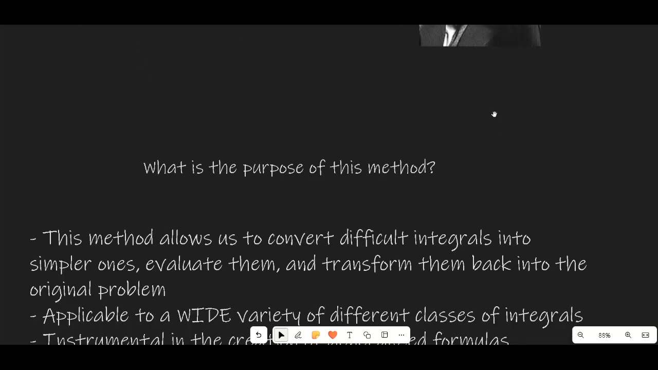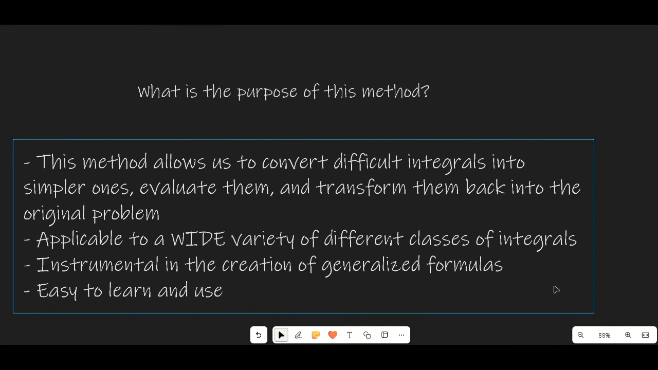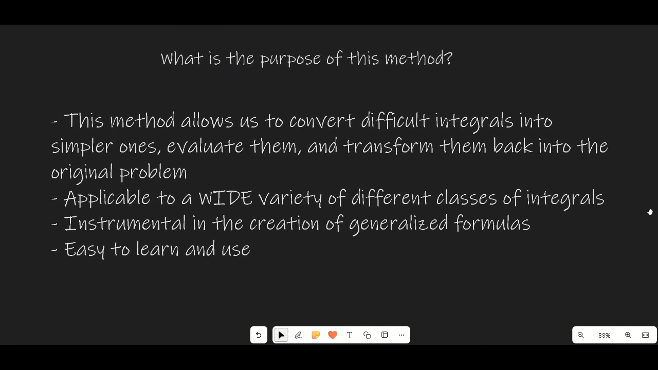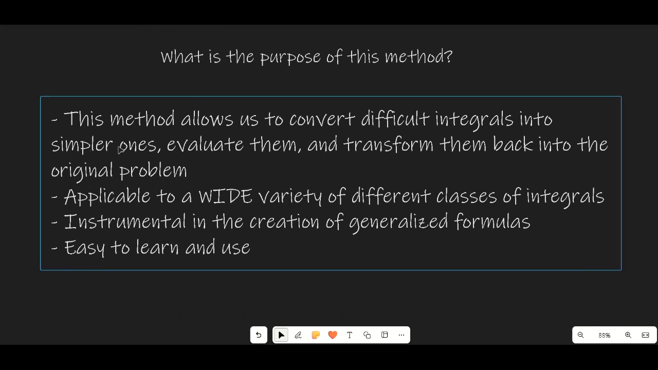So what's the purpose of using this method? Well, what this method does is it allows us to convert difficult integrals into simpler ones, then evaluate them and then transform them back into the original problem. And this integration method is applicable to a wide variety of different integrals, which means that it's very, very useful in the toolbox of anyone who wants to learn integration.